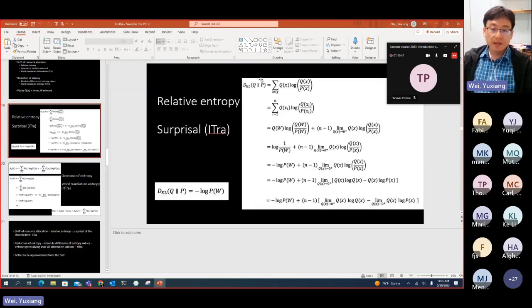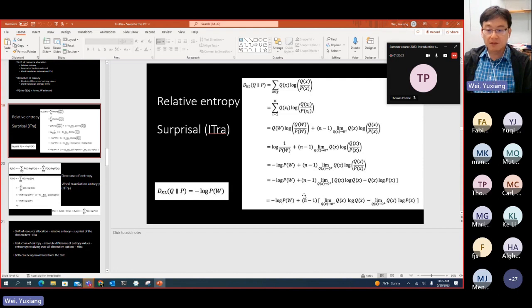Relative entropy is the same as the KL divergence, the Kullback-Leibler divergence between these two distributions, Q with respect to P. And by the way, when we talk about active inference, we will also use KL divergence, and P would be the prior probability and Q would be the posterior probability. So the divergence between these two, by definition, is calculated in this way. And if we take out word W and all the rest and do further mathematics, eventually we come down to three parts.